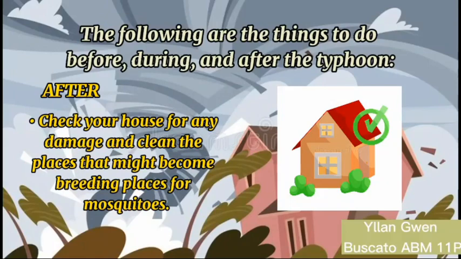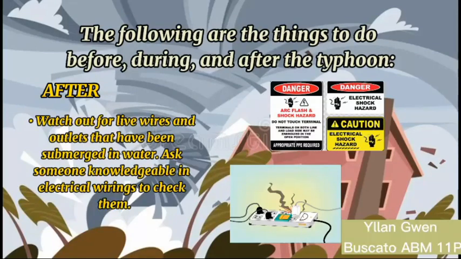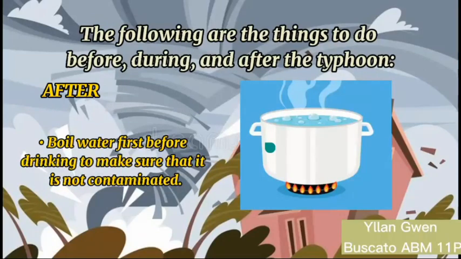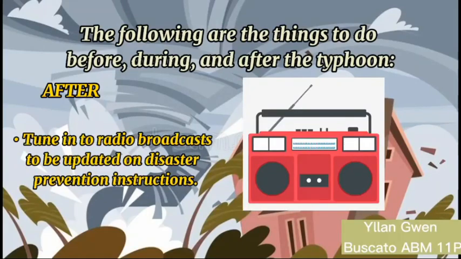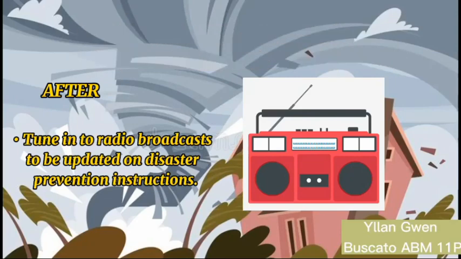After: check your house for any damage and clean the places that might become breeding places for mosquitoes. Watch out for live wires and outlets that have been submerged in water. Ask someone knowledgeable in electrical wirings to check them. Boil water first before drinking to make sure that it is not contaminated. Tune into radio broadcasts to be updated on disaster prevention instructions.